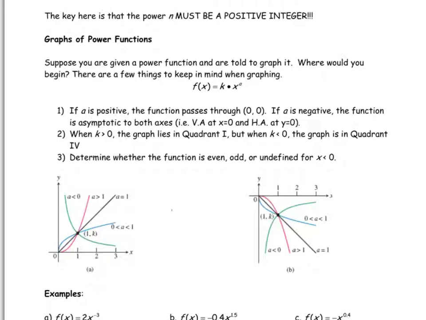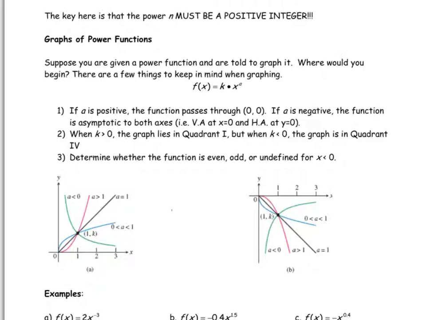If it's negative, the function will be asymptotic. The reason it's going to be asymptotic is because it's going to look like the rational function we just talked about. So that means if your a value is -2, it's not going to go through (0, 0). It's going to be undefined there because your x value, or your variable, will be in the denominator of your function.